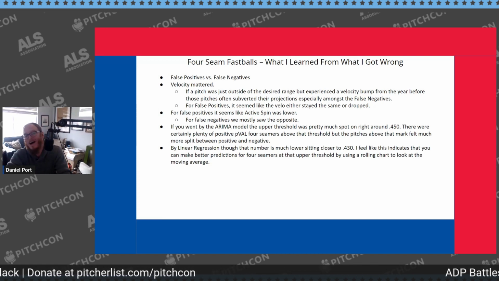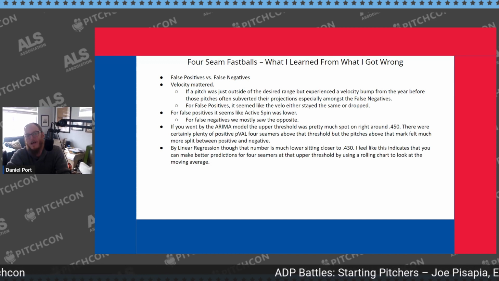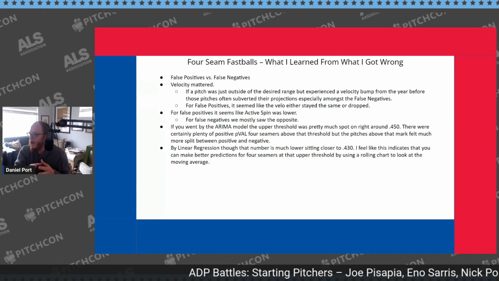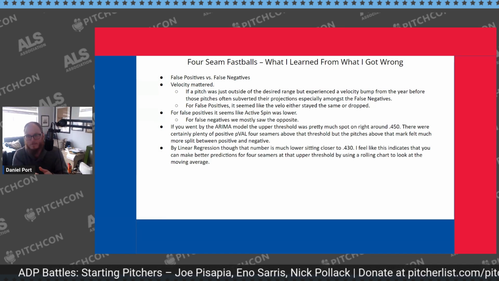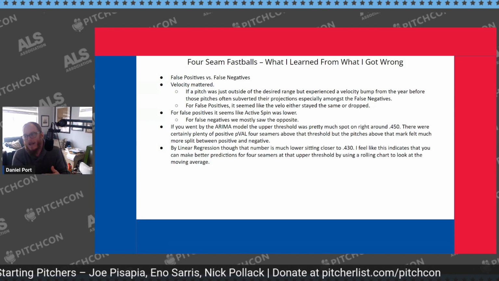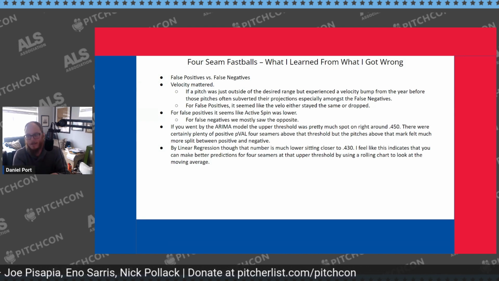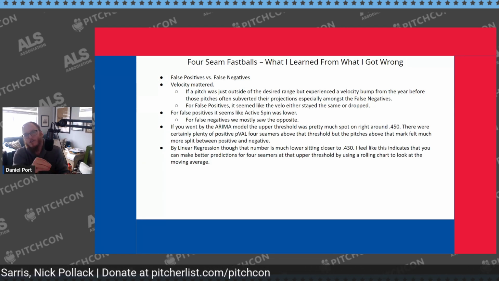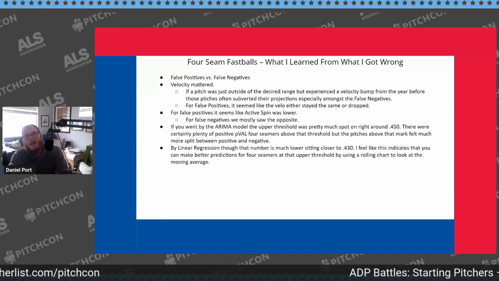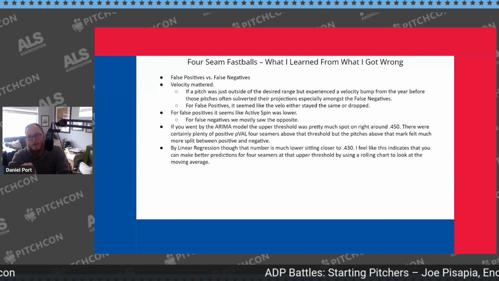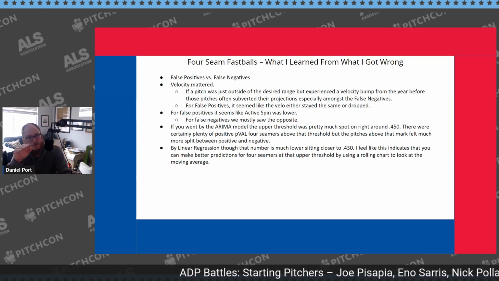For a lot of the false positives, so like I said, if I said it was going to be positive and ended up negative, active spin was lower. Now, active spin is separate but connected to spin rate. What active spin says is how much of a player's spin rate on that pitch contributes to the movement of that pitch, right? What percentage of it? And if you think of gyro spin, it tends to not contribute to pitch movement.